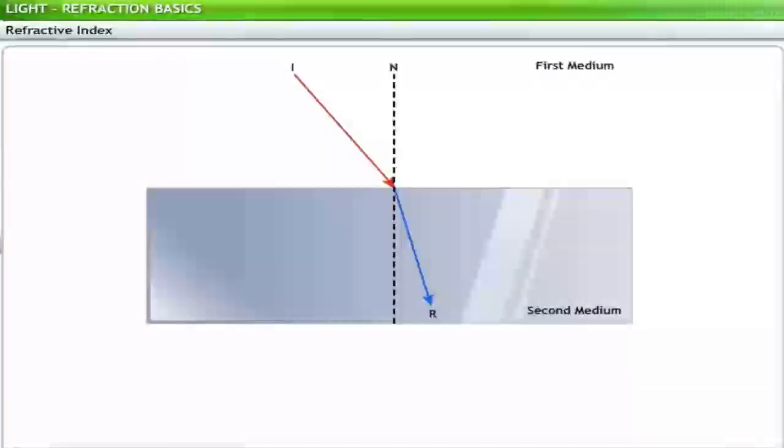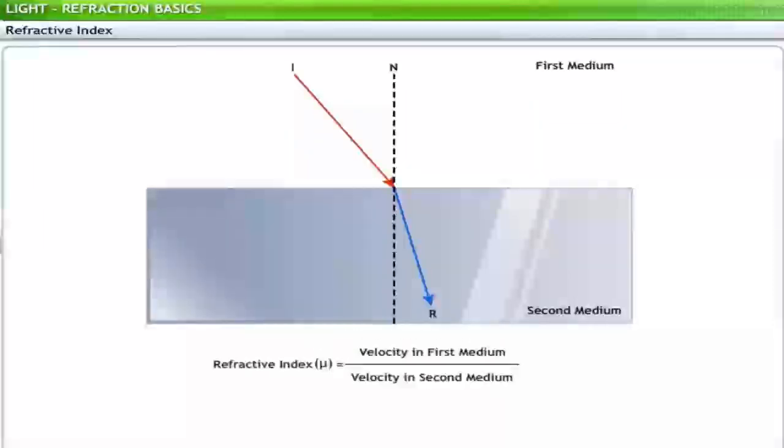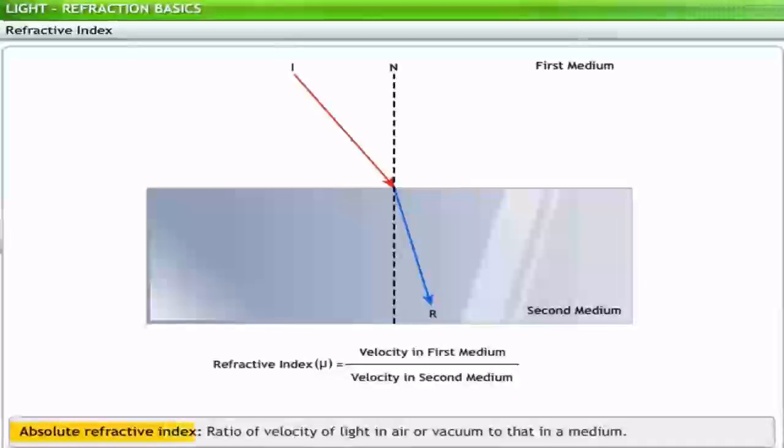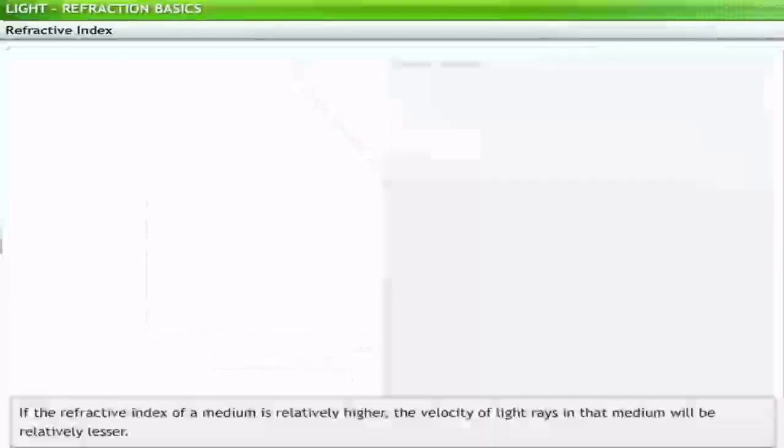The ratio of velocity of light in the first medium to that in the second medium is known as the refractive index of the second medium with respect to the first medium. The refractive index remains constant for a given pair of media. Further, the ratio of velocity of light in air or vacuum to that in a medium is called the absolute refractive index, mu, of that medium.